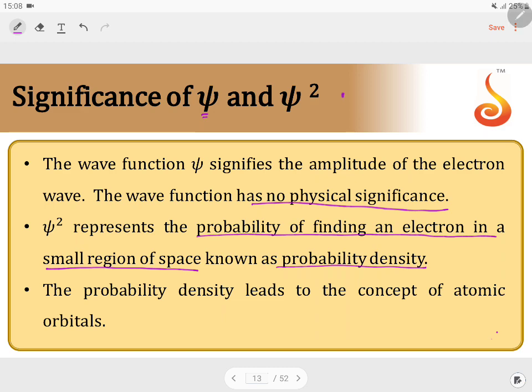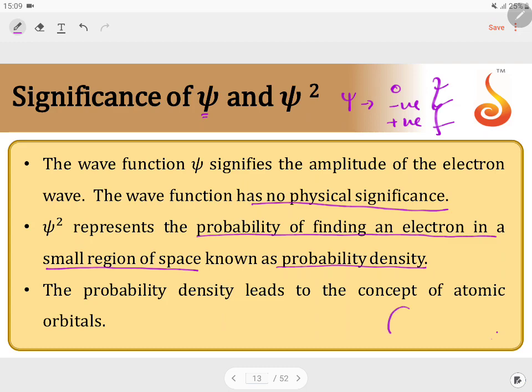See, if you calculate the value of psi, it can be 0, it can be negative, or it can be positive. I cannot, by just looking at 0, negative, or positive, get any useful information. But when I square that, you get a positive value for psi square. So from that, you will get to know in what region of the atomic orbital.